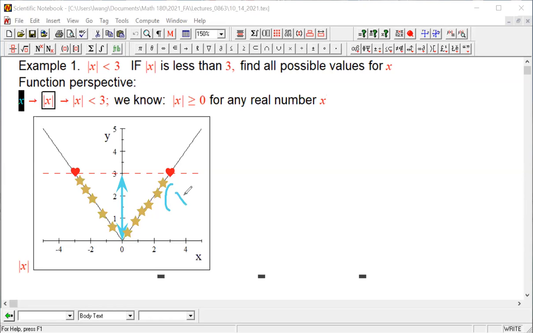Their input is unknown and their output is less than 3. How many points do you have? How many such inputs do you have? All of these.